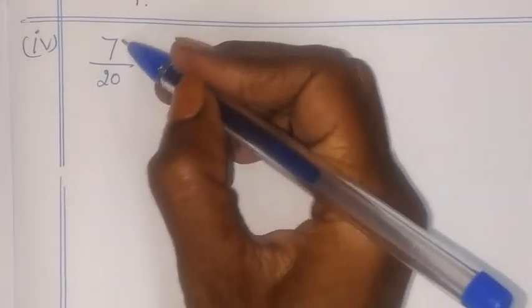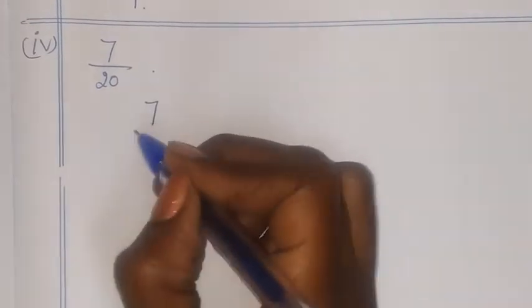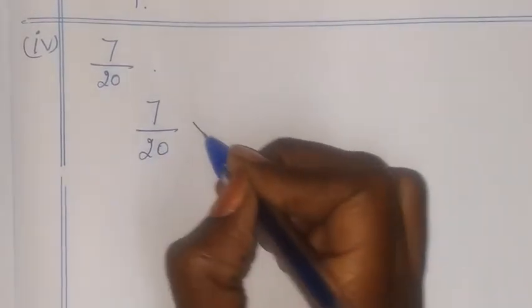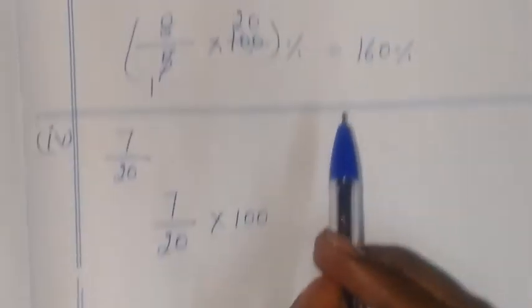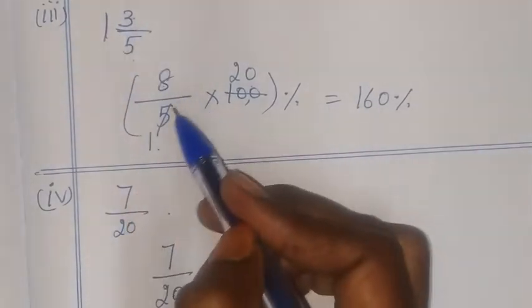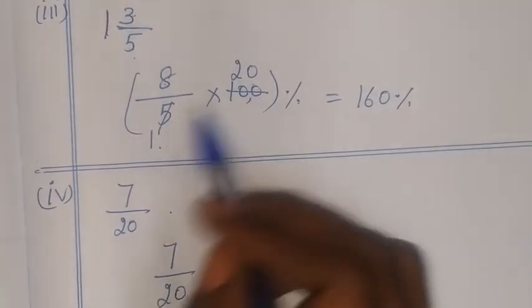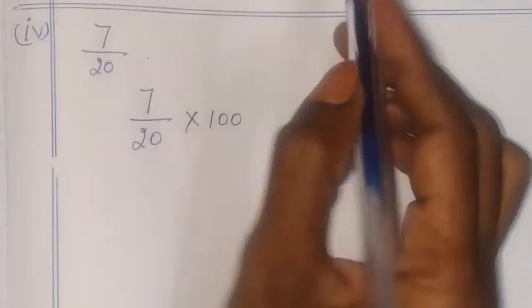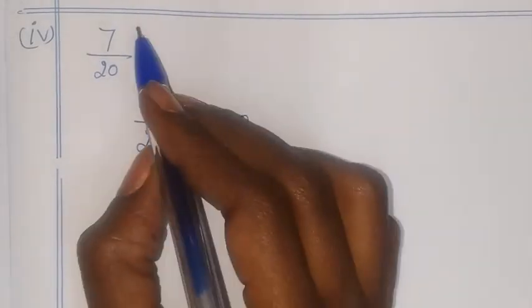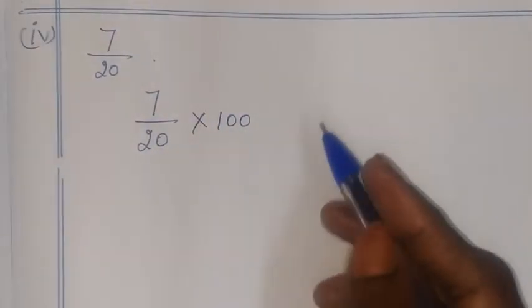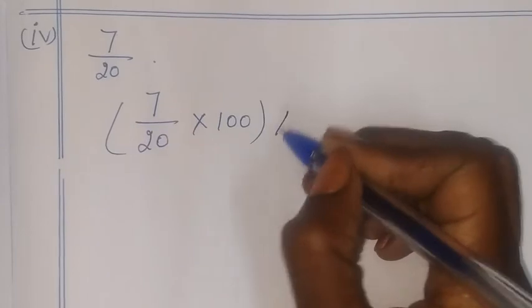See, the next sum is 7 by 20 percentage. So now 7 by 20 into 100. If it is a mixed fraction, compulsorily we have to convert it into an improper fraction, and then only we have to convert into percentage. But now it is a proper fraction only. Whatever it is, proper fraction or improper fraction, I can just multiply by 100 and convert it into percentage.